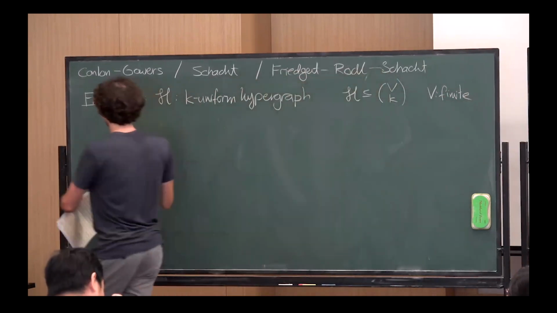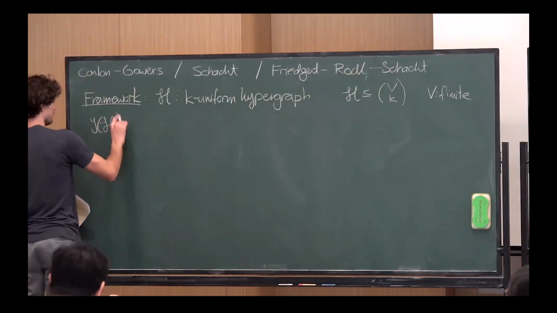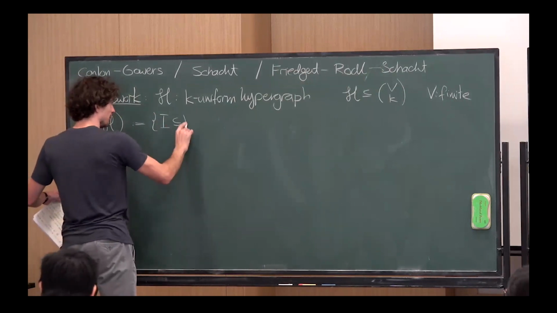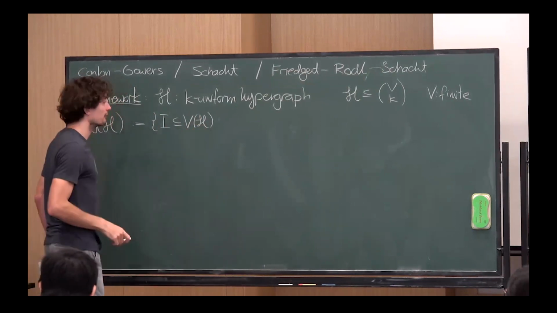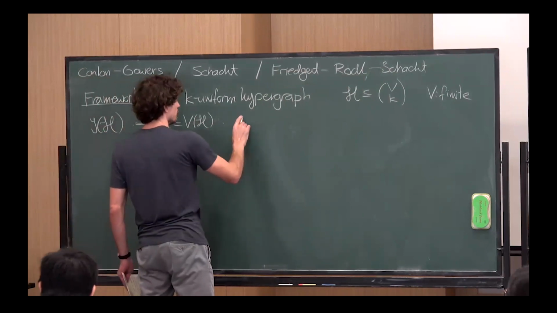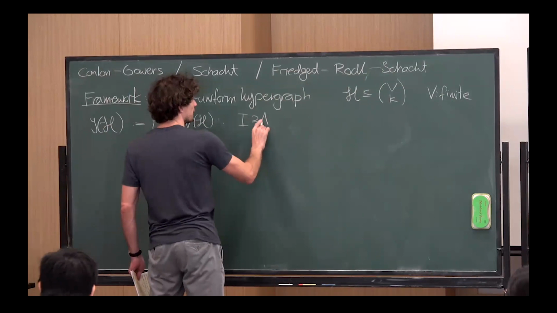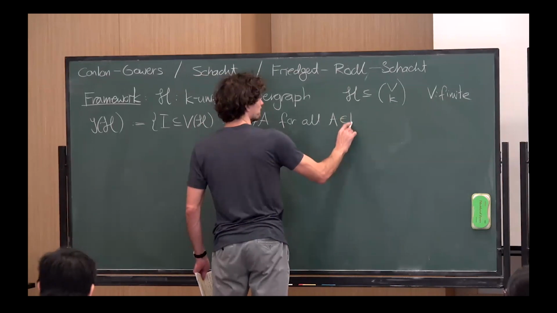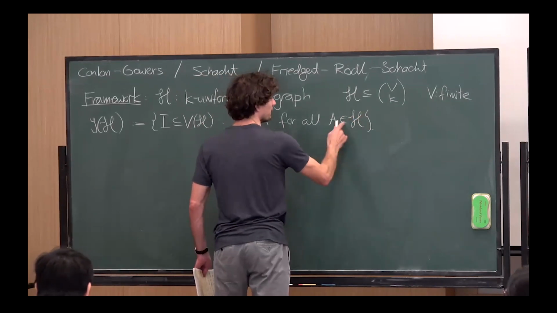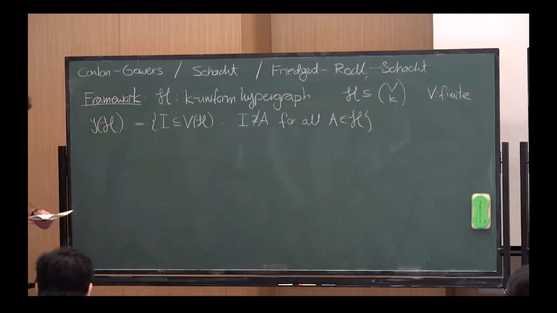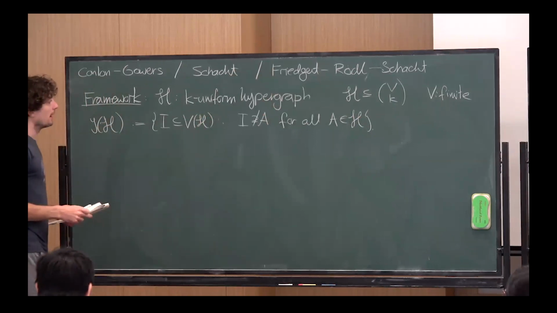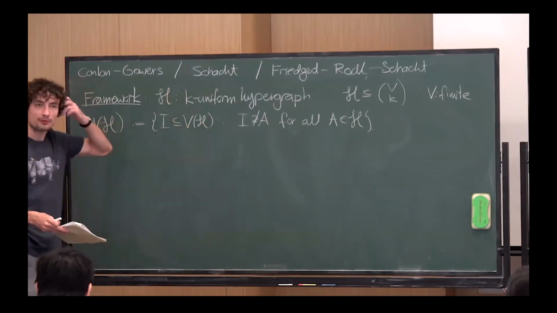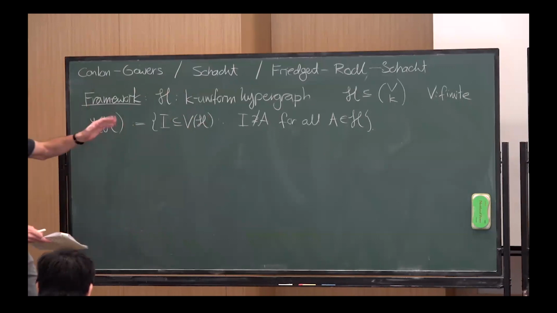And now the independent sets in such a hypergraph, which I will denote by I(H), are all the subsets I of the vertex set of the hypergraph with the property that I does not contain A whenever A is an edge of this hypergraph, so a set from our specified collection. And using this abstract language, you can actually express many objects that we're studying in combinatorics.